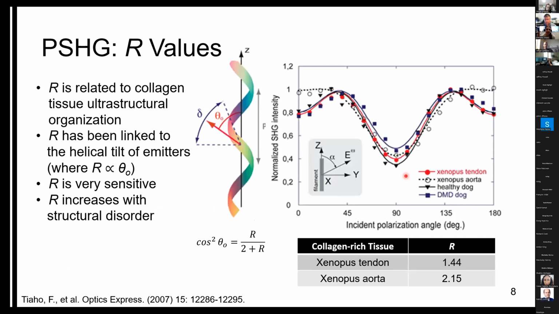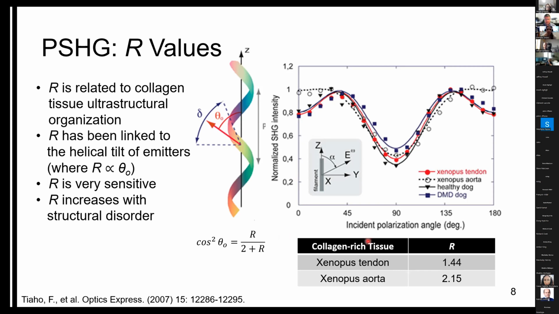Now, R has been linked to the ultrastructural organization of collagen tissue, especially the helical tilt of emitters, where equations have been developed, as seen here, relating the R value to the helical pitch of the triple helix. However, as pointed out in subsequent papers, the value of R really depends on how the triple helices wind to make fibrils and how those fibrils wind to make fibers, fascicles, and tendons. Thus, R has been found to be very sensitive to lots of different parameters.